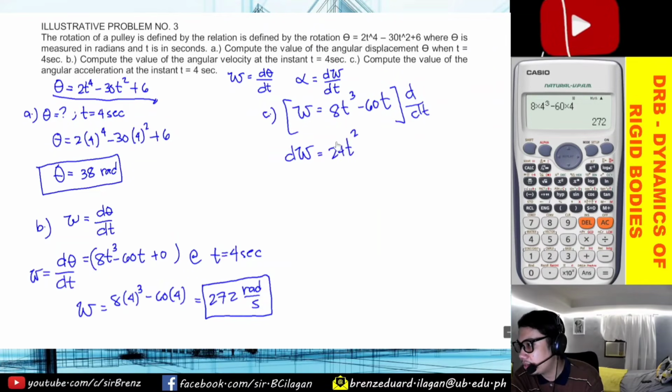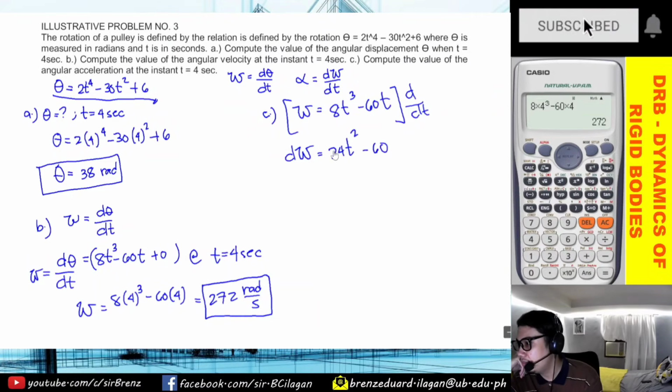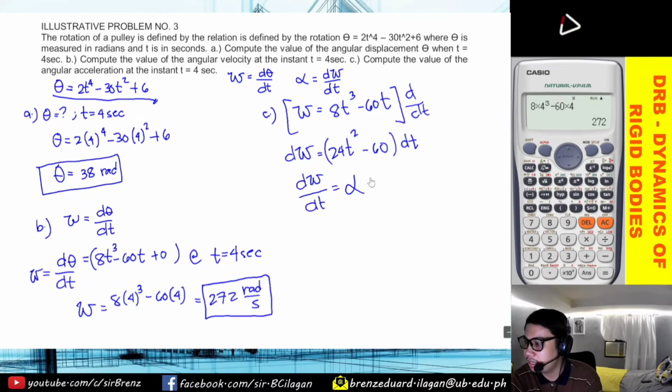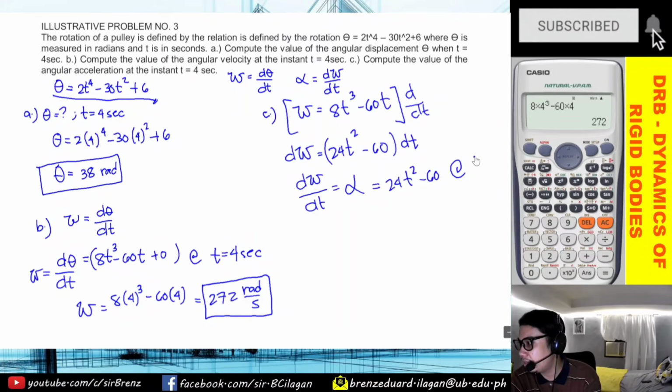So, again, factor out ko na lang guys yung dt. So, minus 60, quantity of dt. So, d omega over dt. Again, yan ay equals lang sa ating angular acceleration. 24t squared minus 60. So, again, at time, ano ba yung required? So, again, 4 seconds lang siya.